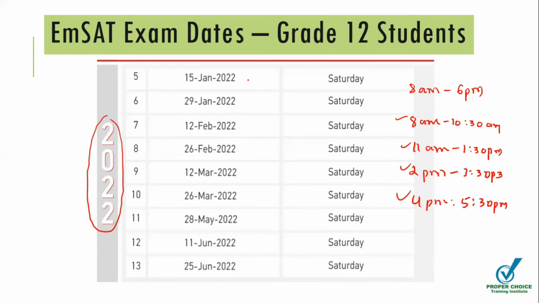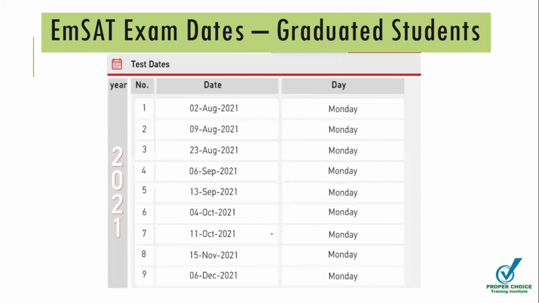There are no exams for the regular students in December. It will start from January 2022 onwards, and it will last till the 25th of July. But when I'm talking about the students who have already graduated, most of the students have already graduated and are just looking for the equivalent certificate or to get admission. These are the dates for them. The 6th of September has already gone, so now you can see these are the next dates available for you to take the exam.